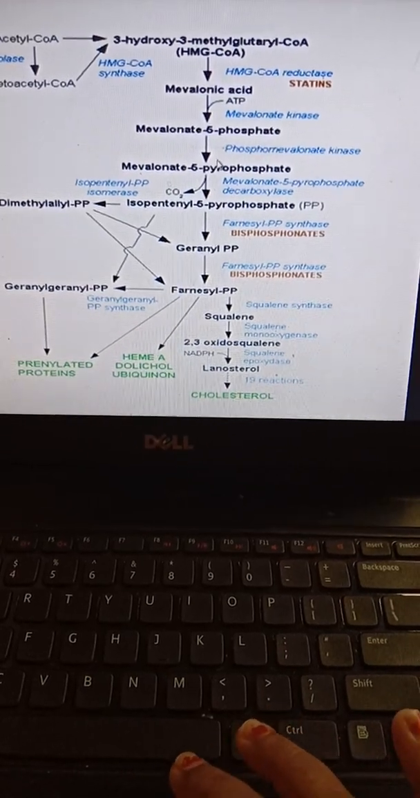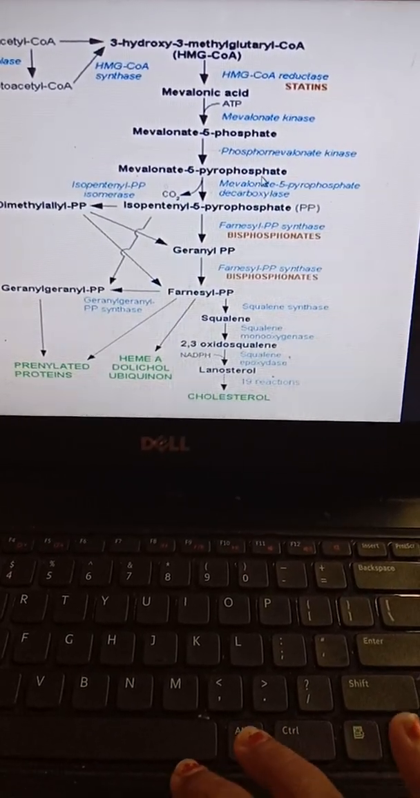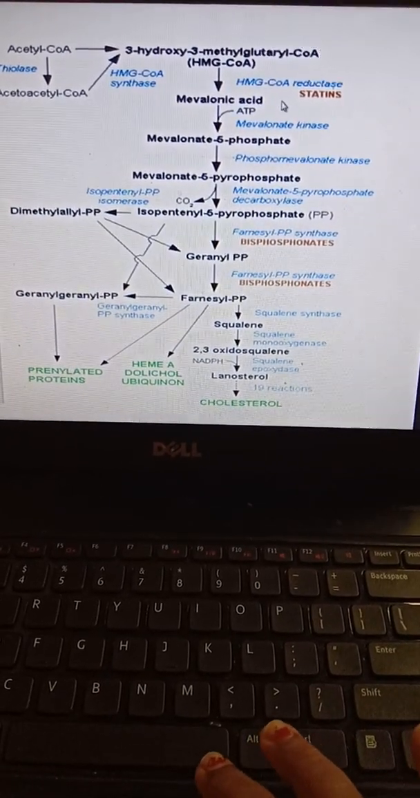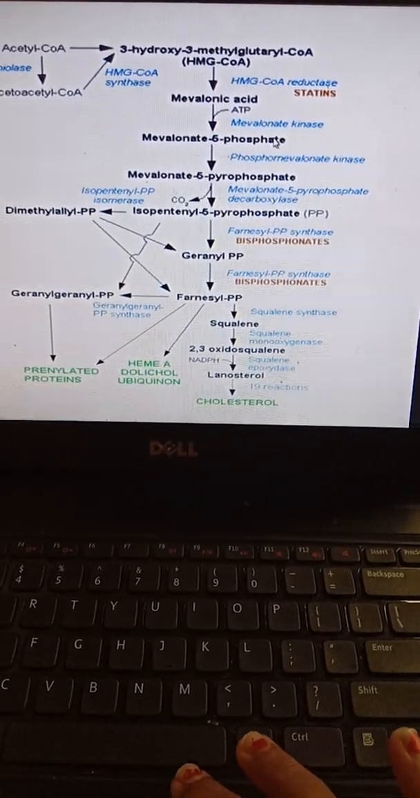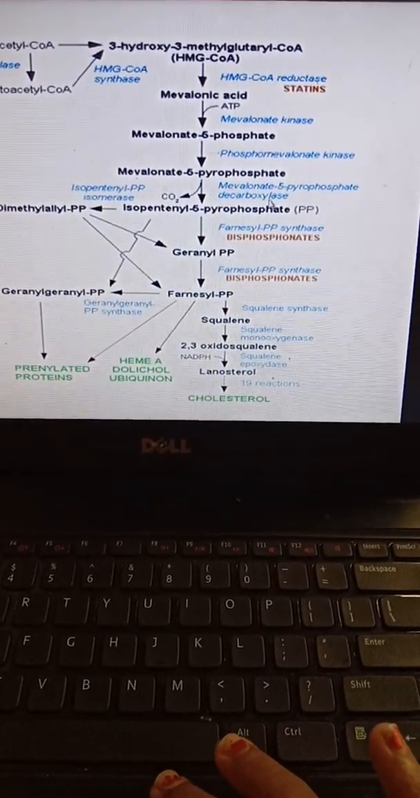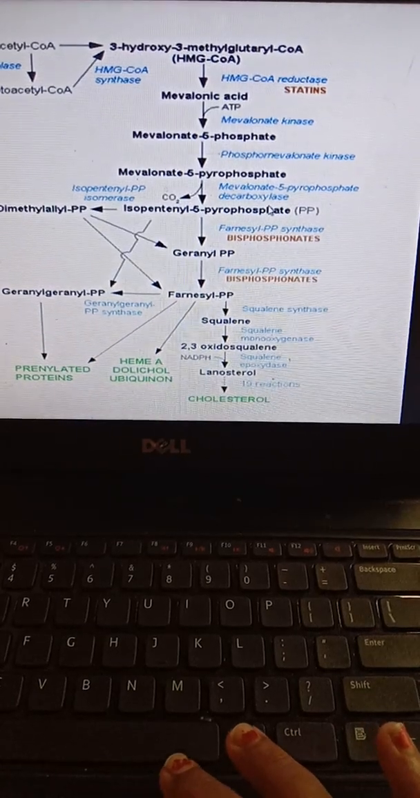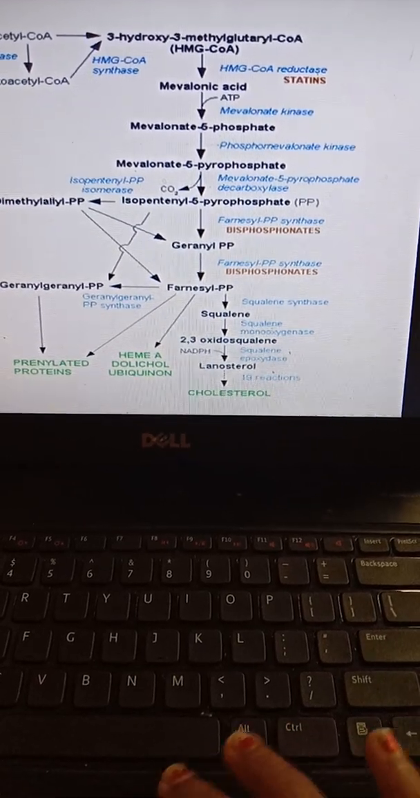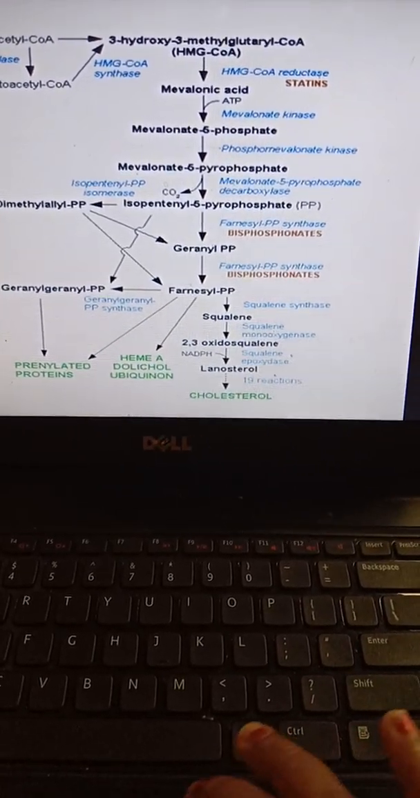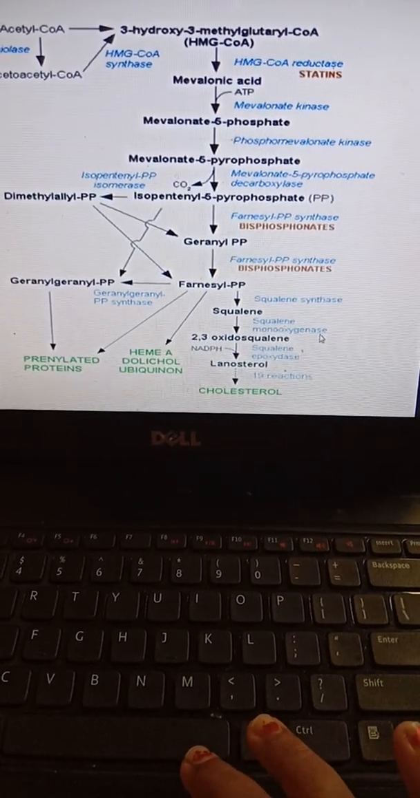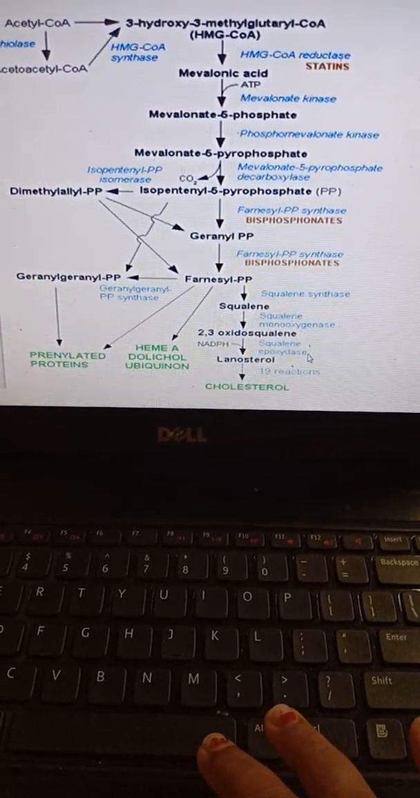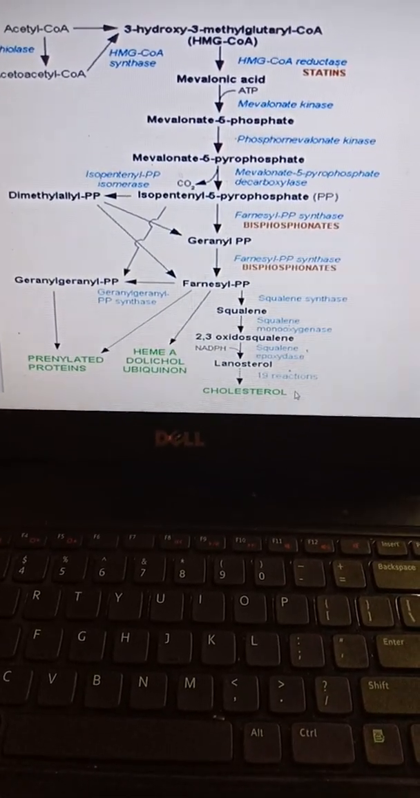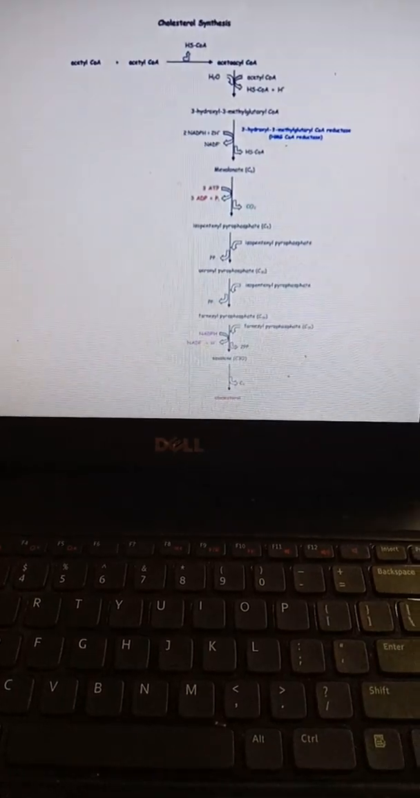So this is the schematic diagram and you should remember the enzymes here. First HMG-CoA synthase helps, next HMG-CoA reductase, next mevalonate kinase, next phosphomevalonate kinase, and mevalonate 5-pyrophosphate decarboxylase. Next farnesyl PP synthetase, squalene synthetase, squalene monooxygenase, squalene epoxidase, and 19 reactions are there, and lastly 27 carbon containing cholesterol is synthesized. So this is the schematic diagram.